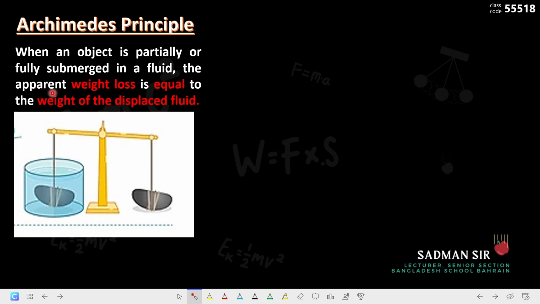Now why do we say apparent? Because this weight loss is not really actual. It's not real. It seems to be losing some weight, but in actuality, the mass remains the same and the weight also remains the same. It just feels a little lighter. Now it is equal to the weight of the displaced fluid. What do we mean by that?